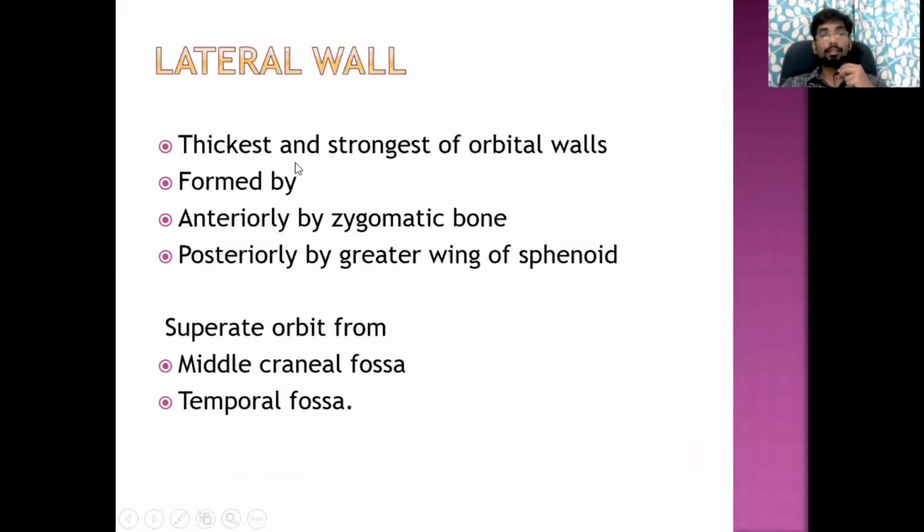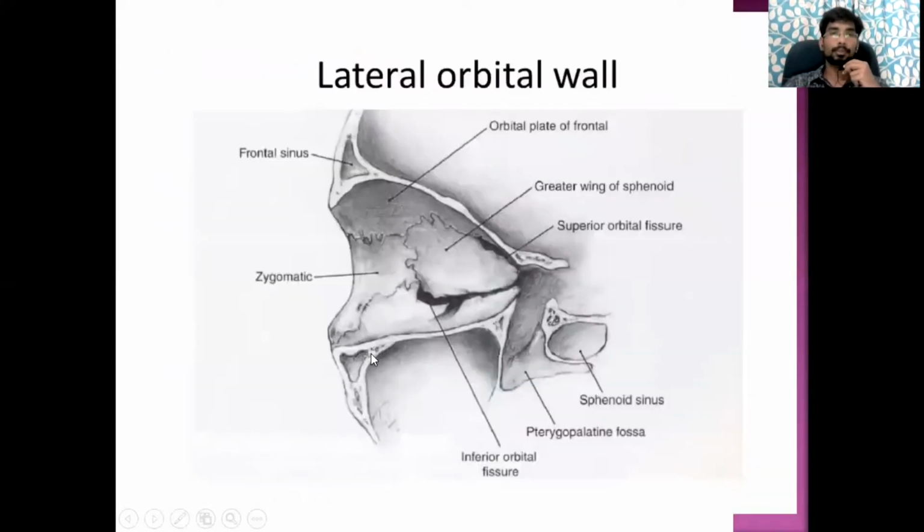Next is the lateral wall. Lateral wall is the thickest and strongest of the orbital walls. Basically, it is formed by the zygomatic bone, and posteriorly by the greater wing of the sphenoid. The lateral wall separates the orbit from the middle cranial fossa and temporal fossa.